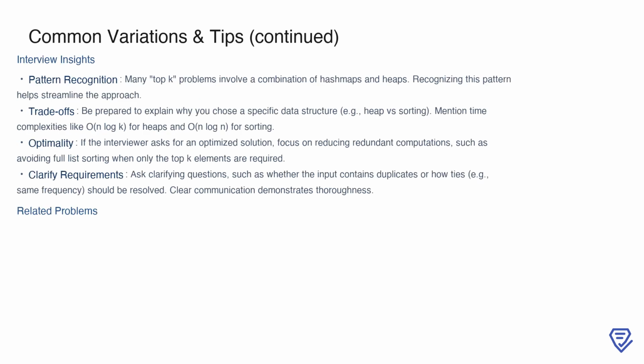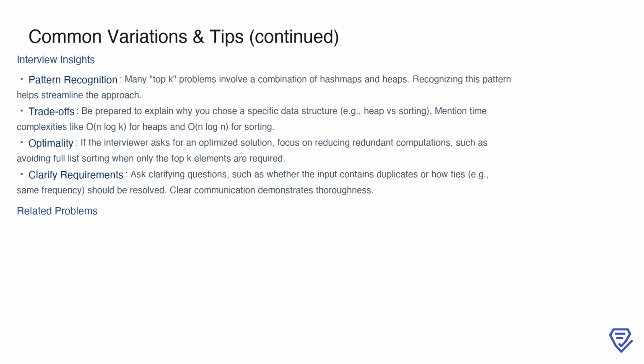In interviews, solving top K problems effectively often comes down to pattern recognition. Many of these problems involve a combination of hash maps to calculate frequencies and heaps to extract the most frequent elements. Recognizing this pattern can streamline your thought process and help you arrive at a solution faster.